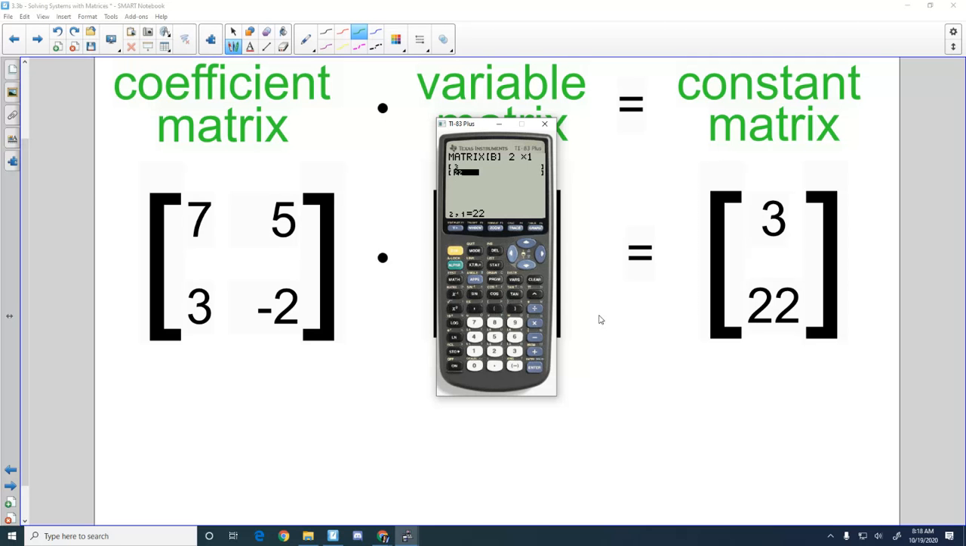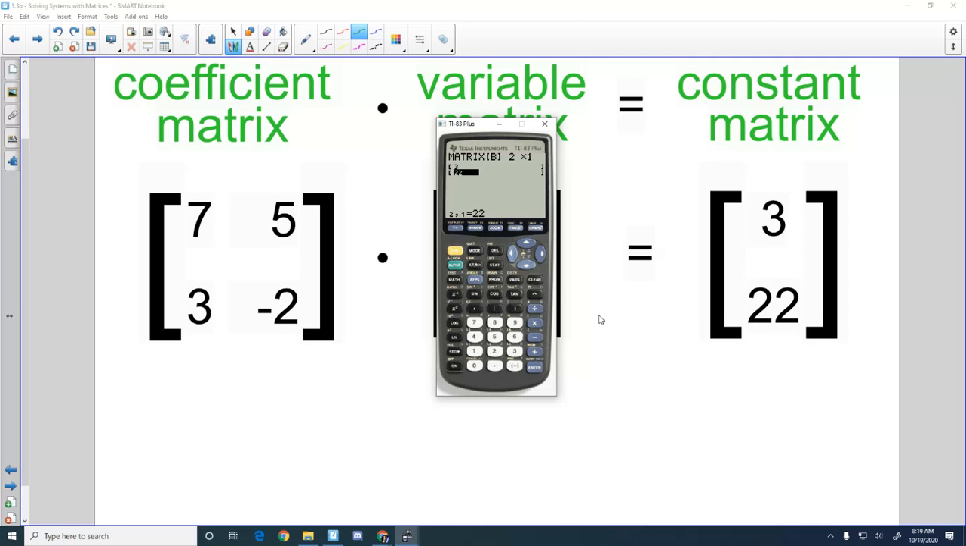So then press second matrix again and go back to edit and go down to the next, go to like B and hit enter. And now you can type in an additional matrix. So this is going to be a 2 by 1. Just hit the left arrow key maybe, get you back. There you go. 2 by 1. Then enter the constant matrix.